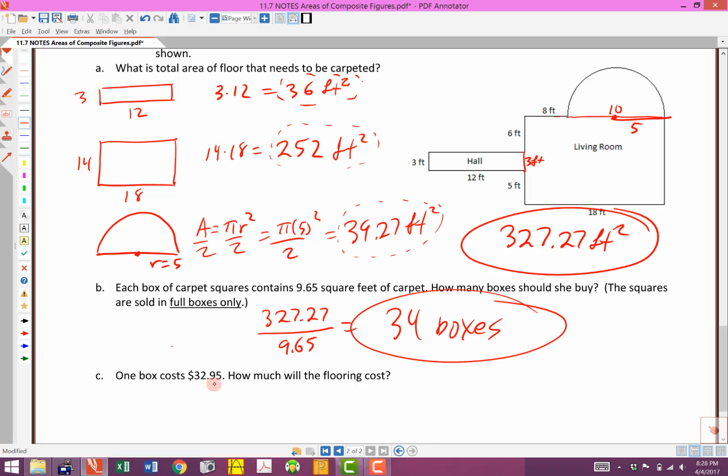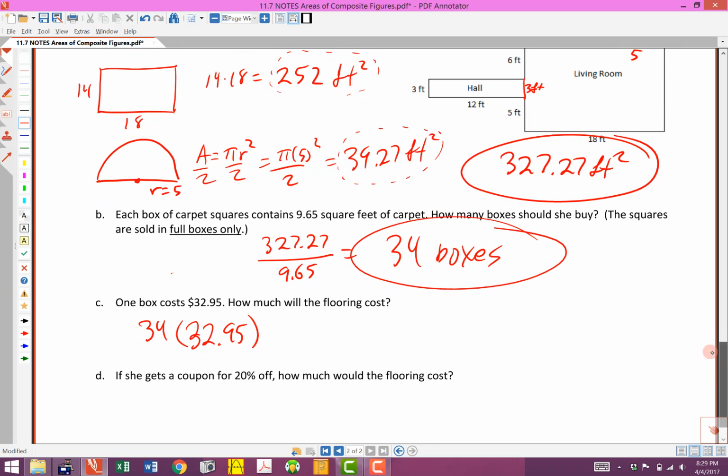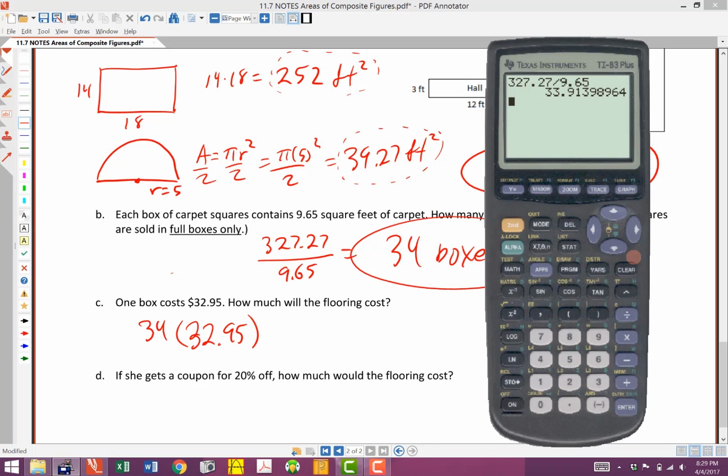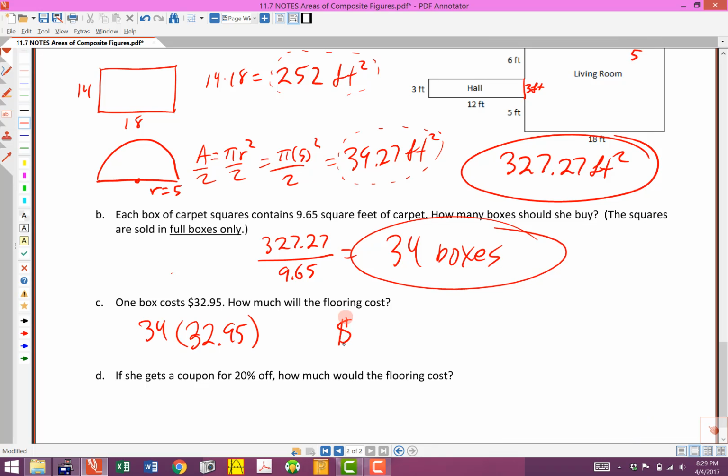One box costs $32.95. How much will the flooring cost? Well, if we've got 34 boxes and they're each $32.95, we're going to have to multiply those together. And you can kind of see where this is going. We're going to find out what the total price is by the time we leave the store. So this is going to be 34 times 32.95, and we end up with $1,120, and don't forget this right here, let's write it down the right way, $1,120, and we don't just leave it 0.3, it's 0.30.